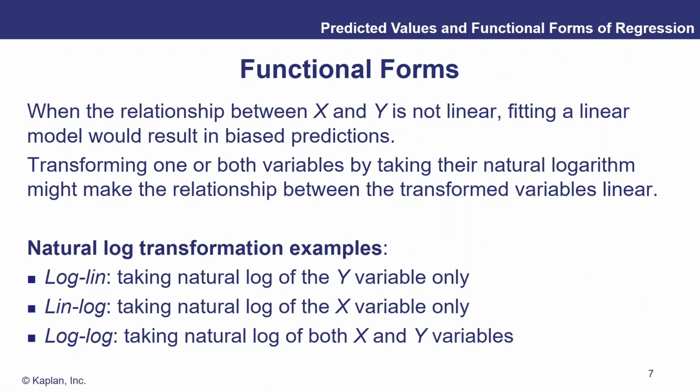Right, last little bit, functional forms here. When the relationship between your dependent and independent variable is not linear, okay, so not a straight line, we have a problem in regression because linear regression, which is what we've been doing, ordinary least squares, linear regression, is all about fitting straight lines between the dependent and independent variable. So the problem is, if you fit a straight line to a relationship that is not a straight line, we're going to end up with biased predictions.